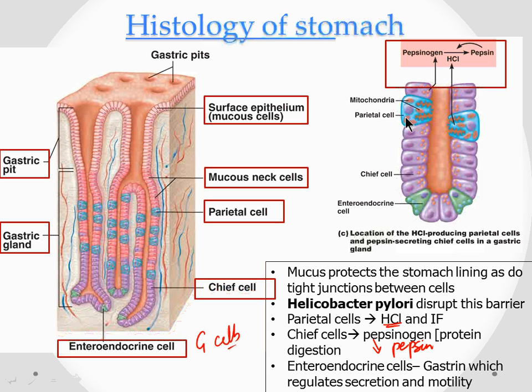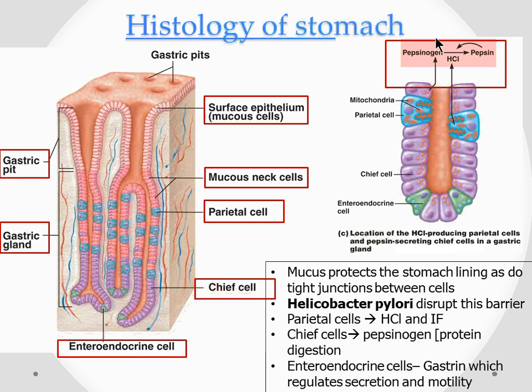The parietal cell produces HCl and the chief cells produce pepsinogen, and in the presence of HCl, the pepsinogen gets converted to pepsin. And then there's a positive feedback. Once pepsin is formed, it further keeps causing pepsinogen to get converted into pepsin.